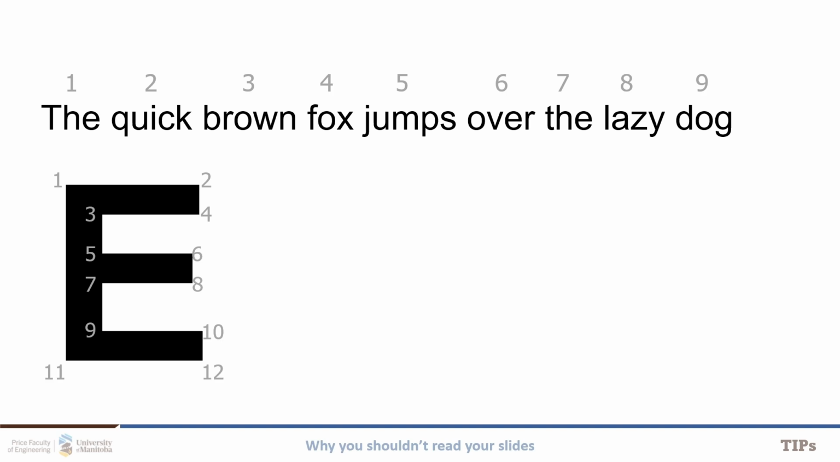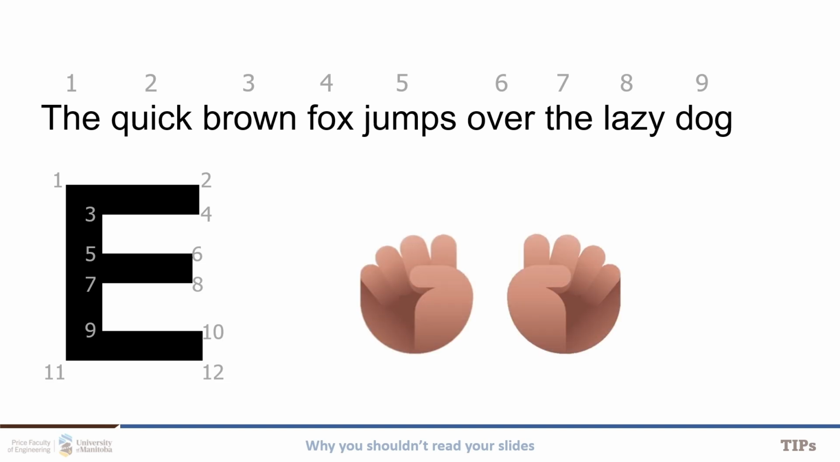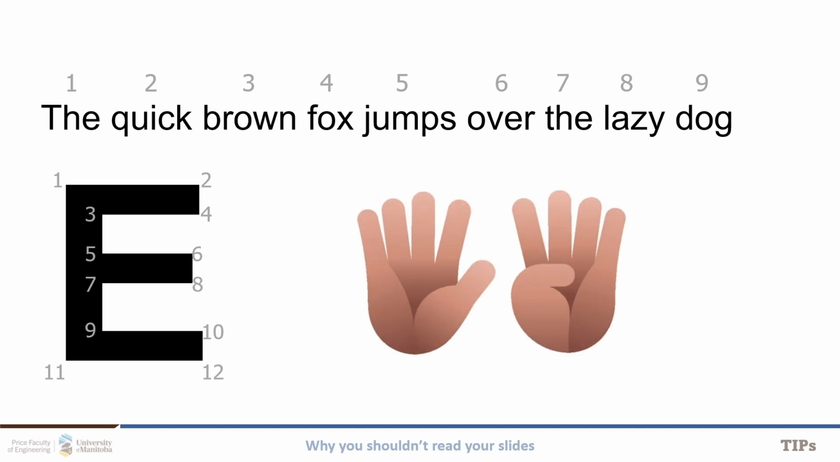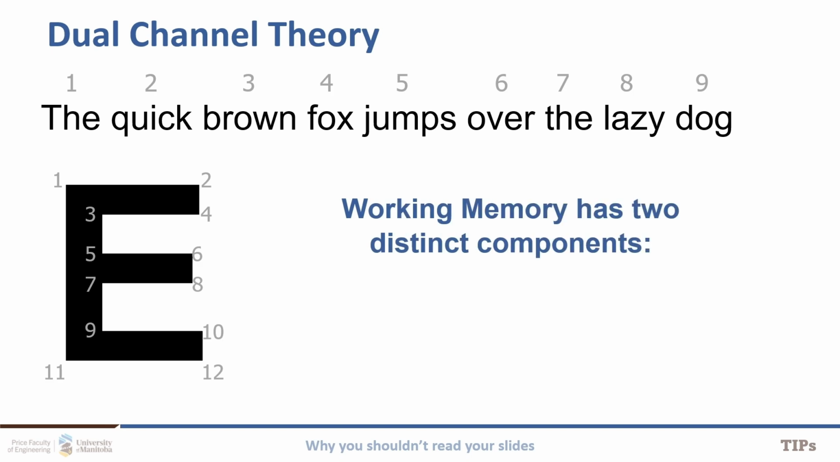You might have pointed at a block letter E you were imagining, but you kept track of the count in your head. However, when counting the sentence, most people use their fingers to keep track of the count. The reason for this is something called dual channel theory. It turns out that working memory has 2 distinct components, each of which work independently and can be independently overloaded.